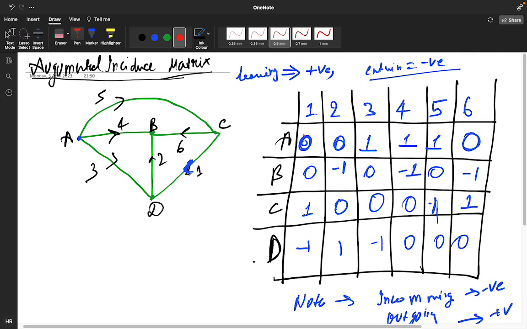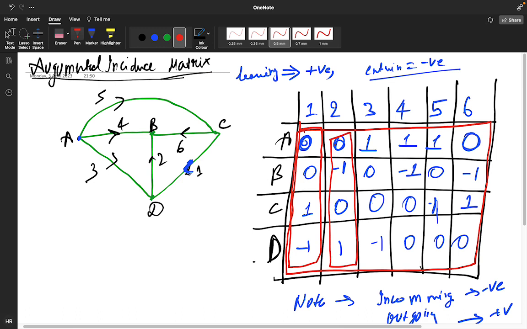Do the column additions. See this particular part. In this particular column you are getting 1 minus 1 as 0. In this particular column you are getting 1 minus 1 as 0. Additions will be 0, 0, right? This is also 0, this is also 0. So what you had assumed is correct. So that is for cross verification. Okay.